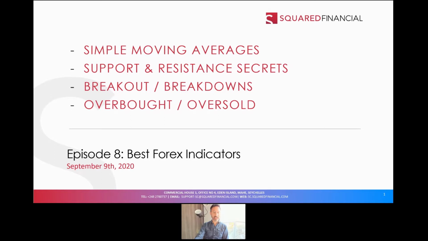Next, we're going to look at support and resistance secrets. A lot of traders do not know how to use them, much more than the people that do. So a lot of traders use the support and resistance levels the wrong way, okay? The third thing we're going to look at is breakdowns, and finally, overbought and oversold indicators, also technical analysis. So this is pretty much a technical analysis episode.